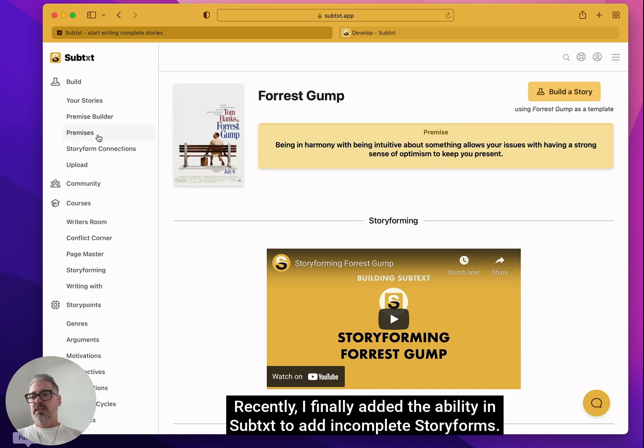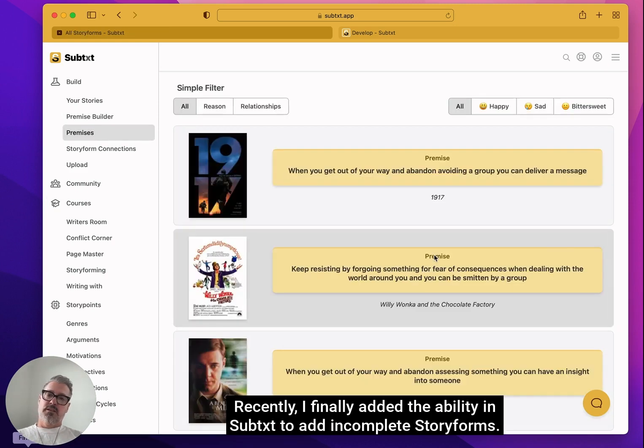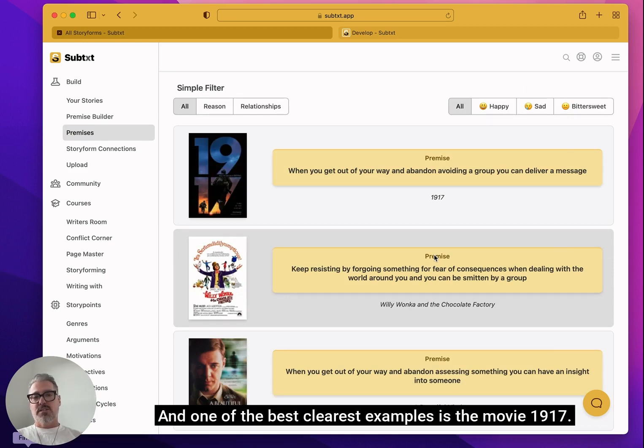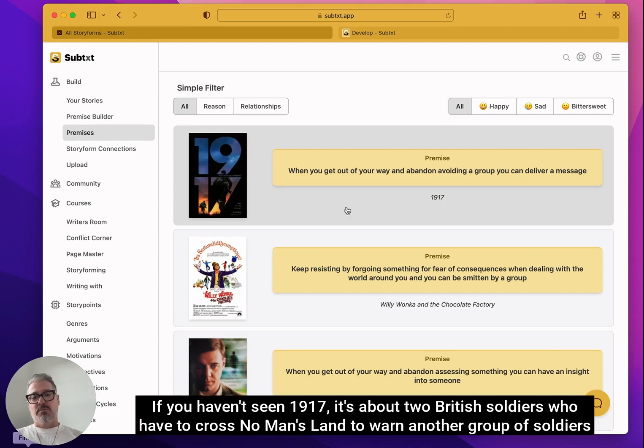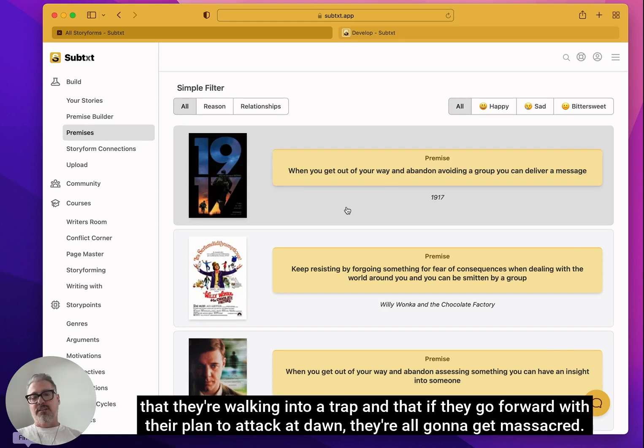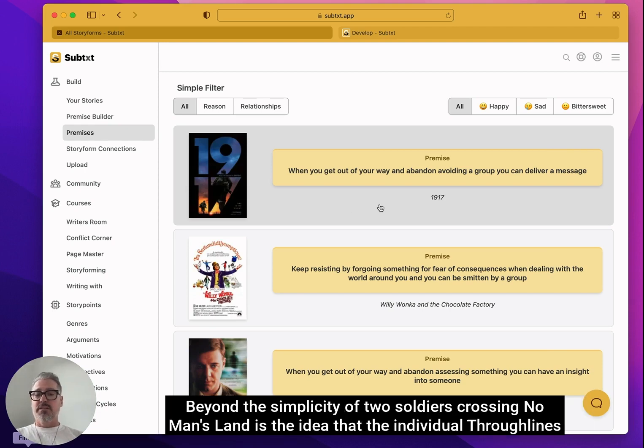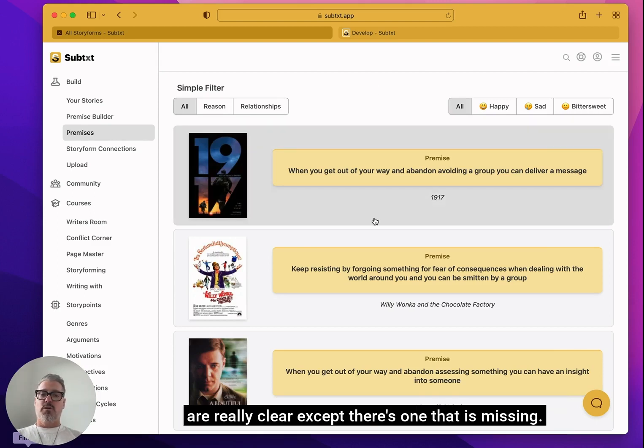Recently, I finally added the ability in Subtext to add incomplete story forms. And one of the best, clearest examples is the movie 1917. If you haven't seen 1917, it's about two British soldiers who have to cross no man's land to warn another group of soldiers that they're walking into a trap, and that if they go forward with their plan to attack at dawn, they're all going to get massacred. Beyond the simplicity, two soldiers crossing no man's land, is the idea that the individual through lines are really clear, except there's one that is missing.